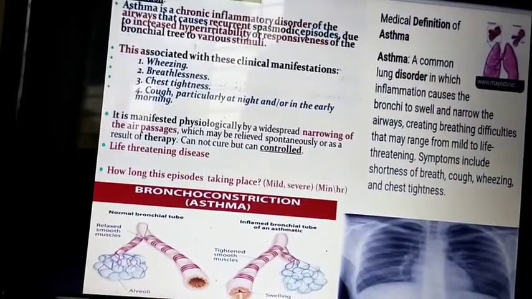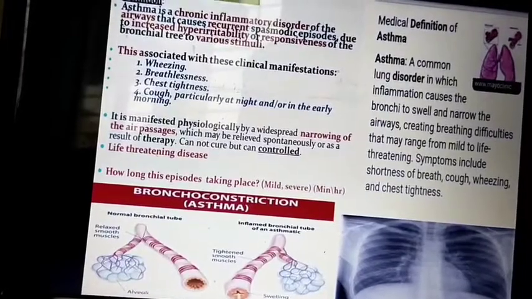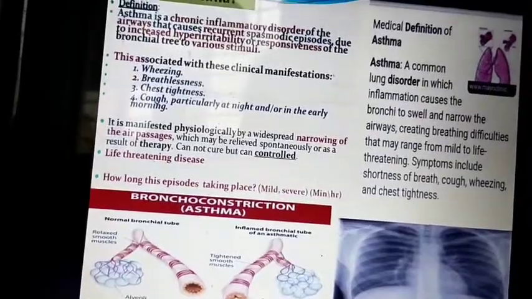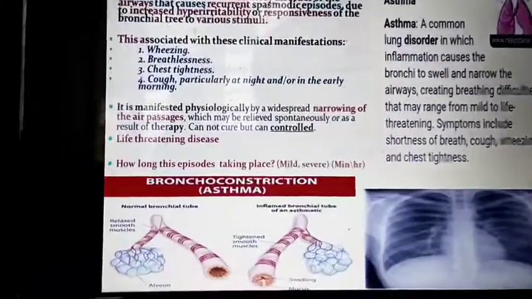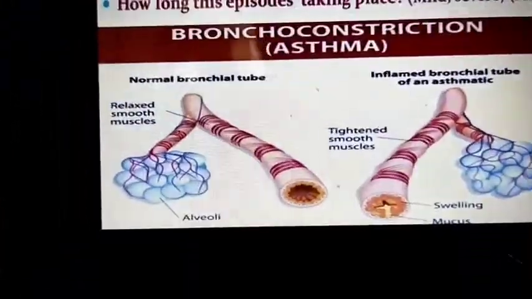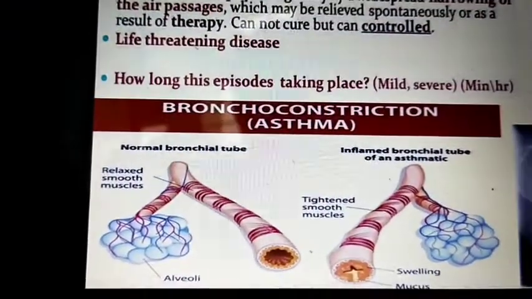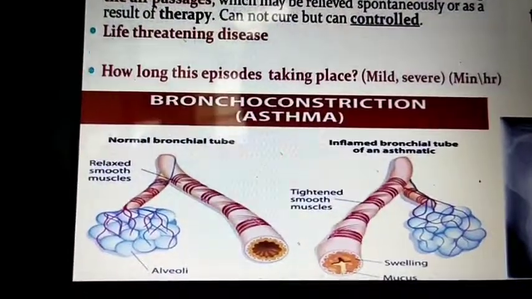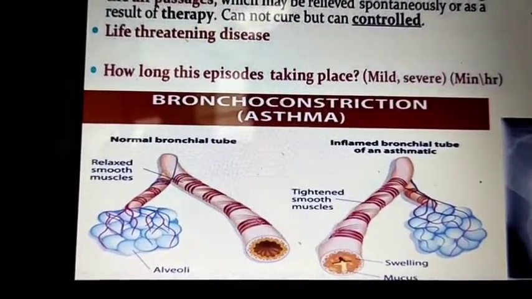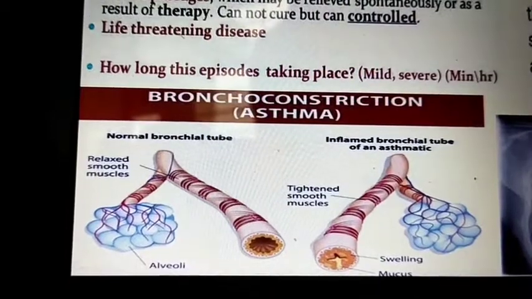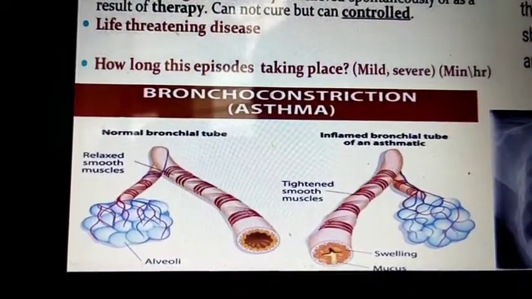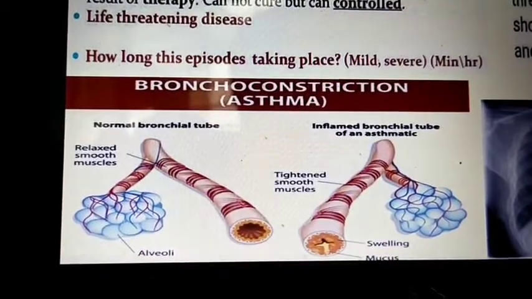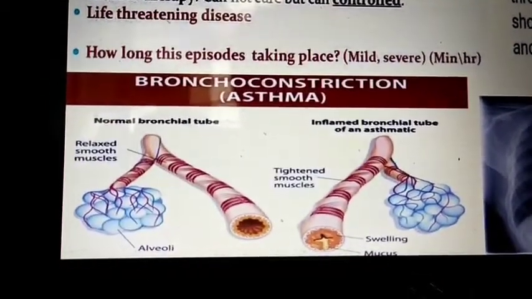In bronchiectasis there is no spasm, nothing sudden. In this picture you can also see the tightening of the smooth muscles of the bronchi in asthma. The episode is due to increased hyper-irritability and responsiveness of the bronchial tree to various stimuli.